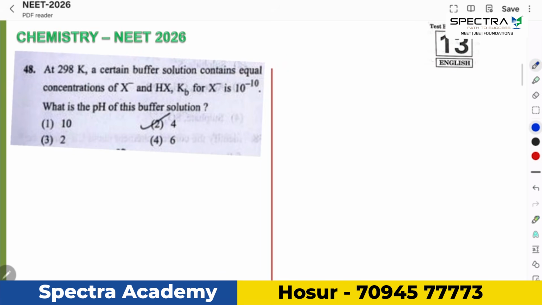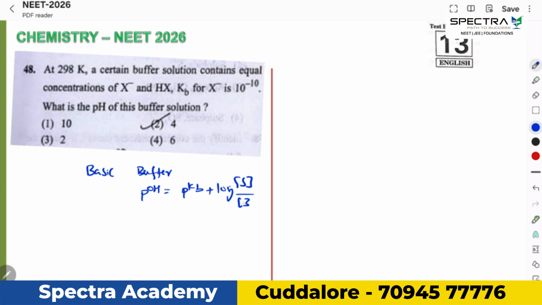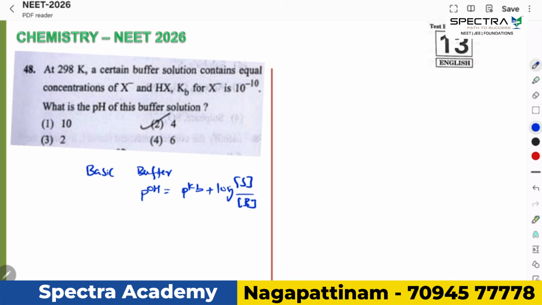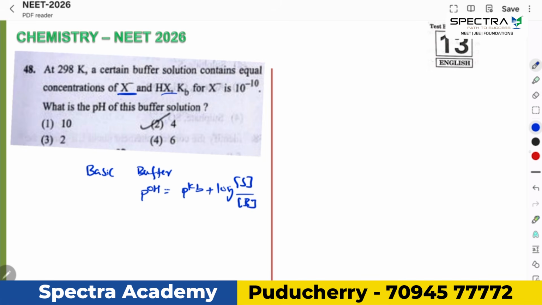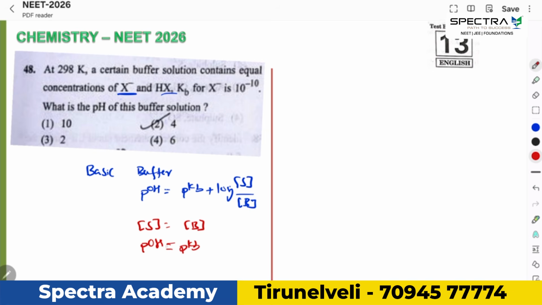48 is related to basic buffer solution. Basic buffer solution formula, remember: pOH is equal to pKb plus log of salt by base concentration. Now the question: a certain buffer solution contains equal concentrations of its conjugate base and its base, both are the same. Now the salt concentration and its base concentration are both the same, then pOH is equal to pKb.